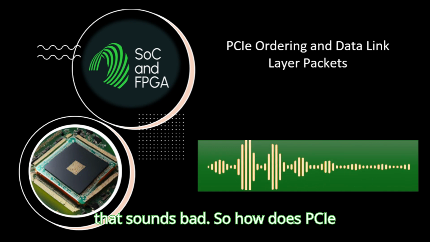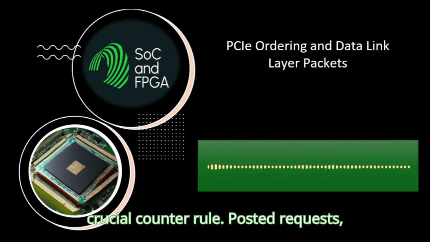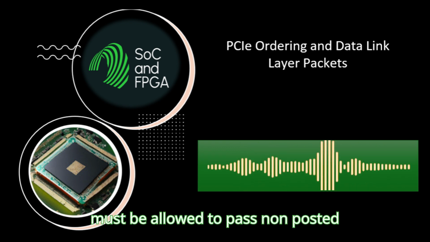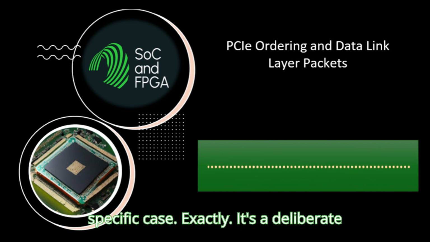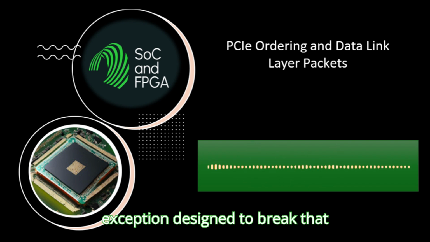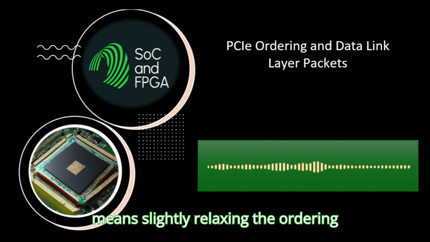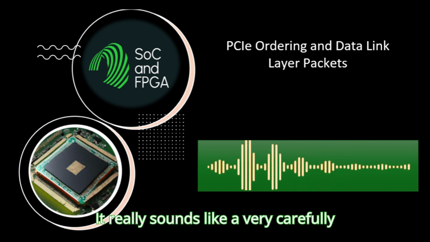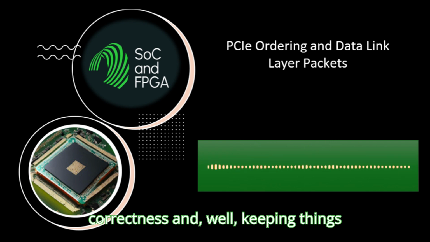So how does PCIe ordering specifically prevent that gridlock in a complex system? There's a crucial counter rule. Posted requests, like that memory write from device B, must be allowed to pass non-posted requests, like the memory read from device A. So they can jump the queue in that specific case. Exactly. It's a deliberate exception designed to break that potential circular dependency. It keeps the system making progress, even if it means slightly relaxing the ordering between different types of transactions. It really sounds like a very carefully thought out set of rules, balancing correctness and, well, keeping things moving.